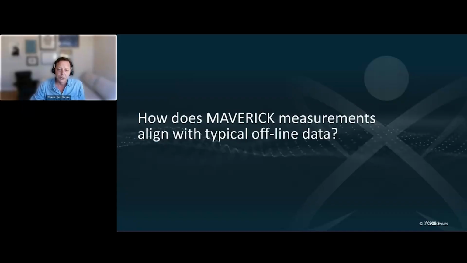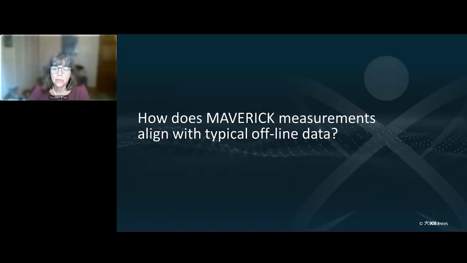Thank you so much, Chris. I really appreciate the explanation of what is in the box of Maverick. So at the end of the day, I think everyone would be interested in understanding what the data looks like. So maybe you can share with us a little bit of data around how the data generated by Maverick aligns with more traditional offline analyzers. And also maybe, I think that would be great.